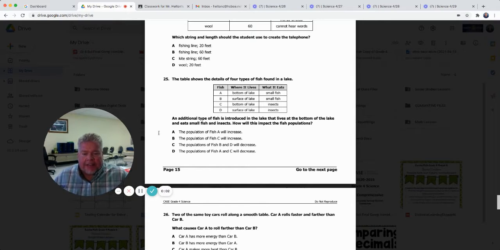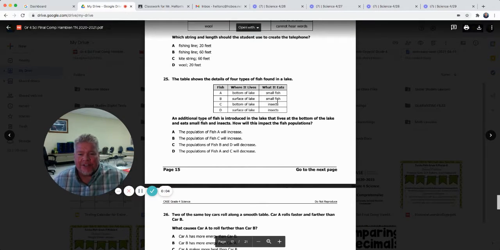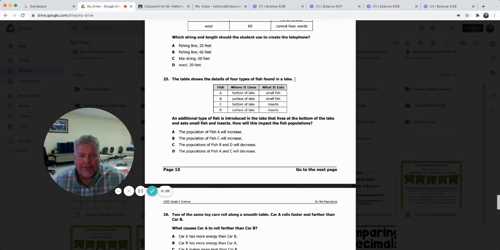All right, let's look at these last six questions from our benchmark, starting with number 25. The table shows the details of four types of fish found in a lake. Fish A is at the bottom of the lake and it eats small fish. Fish B lives at the surface of the lake and eats small fish. Fish C lives at the bottom of the lake and eats insects. Fish D lives at the surface of the lake and eats insects.